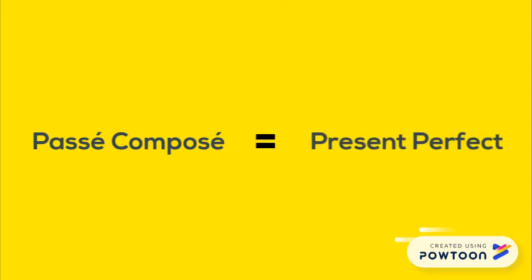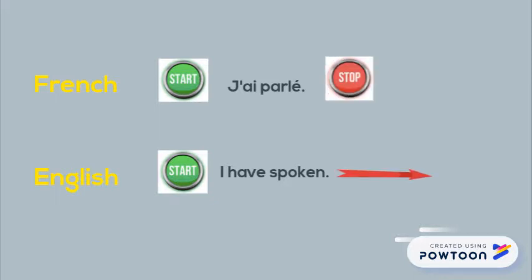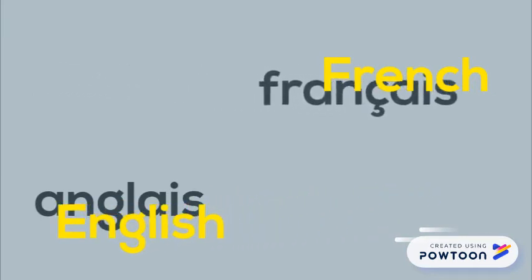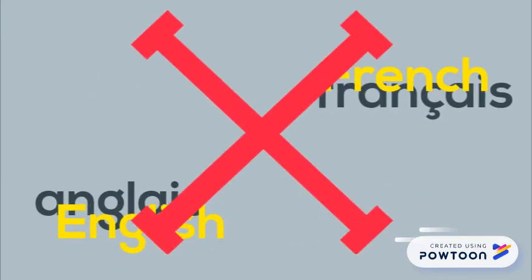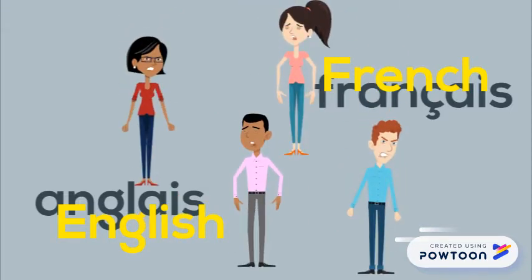For example, you may think that passé composé in French is the same as present perfect in English because they have the same structure. Mais non! The meaning in French and the meaning in English are completely different. You cannot map one language system onto another. So forget about trying to understand English verb structures via French verb structures. It will only confuse you.